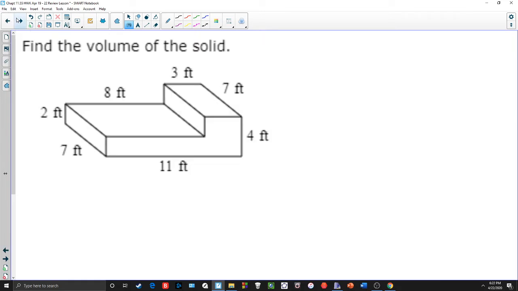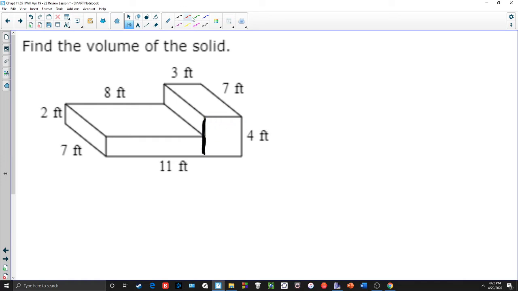So let's talk about this one here. This is a composite volume. We have this figure here that's not a prism per se, but it's a composite figure. It's made up of different pieces, and we want to find the volume. The first thing you do when you have a composite figure is cut it into pieces you know how to work with. So for me, I would probably cut it like this.